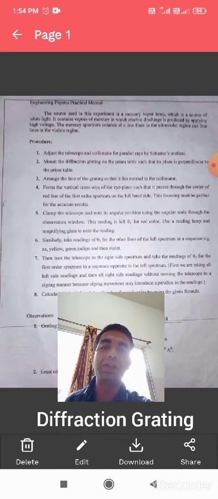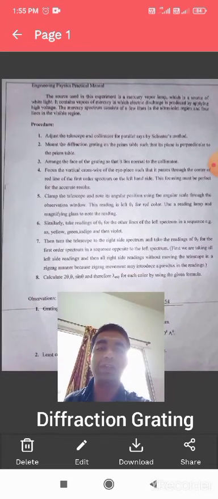And clamp the telescope and note its angular position using the angular scale through the observation window. This reading is left theta 1. For red color, use a reading lamp and magnifying glass to note the reading. Similarly, the reading of theta 1 for the other lines of the left spectrum in sequence, as yellow, green and violet color, we can measure by the same procedure. Then turn the telescope to the right side and repeat the procedure. Then we will get the angles theta 1 and theta 2. Then let's move to the observation table.